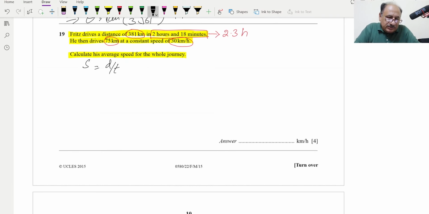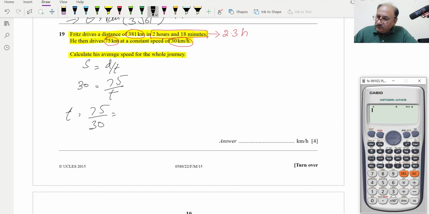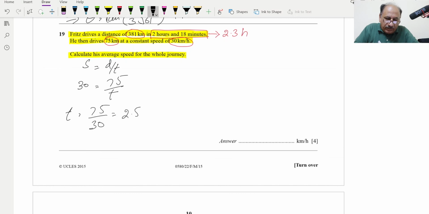So speed is 30 kilometers per hour, which is equal to 75, the distance, over T, the time. So T will be equal to 75 over 30, which is 75 divided by 30, and this is equal to 2.5. So 2.5 hours.